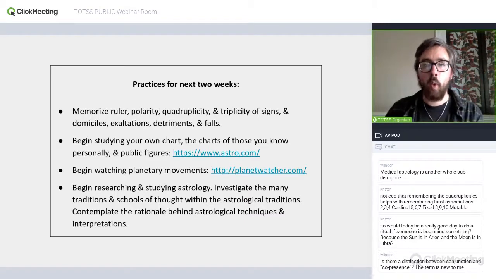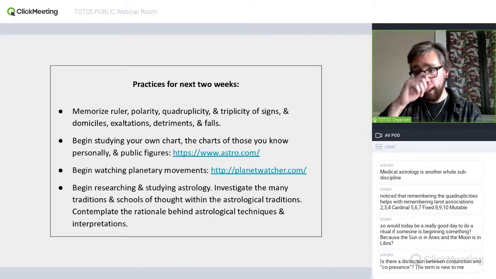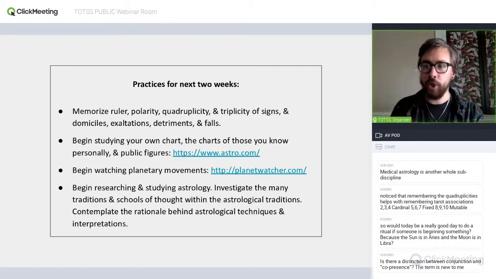Also, I think it's great to start watching planetary movements on a daily basis. And a great website to do this is planetwatcher.com. It's really great for showing where the planets are at the present moment, and you can also click forward or backward in time by hour, day, month, and year, and just look at where the planets were at any given time in a really easy way. That tool is really great.